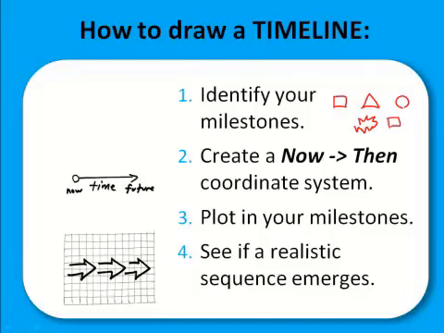Then we need to create a very simple coordinate system. Timelines have the simplest of all. As we've talked about, we simply move from now to the future. We plot our milestones in, and then we look and see if the sequence we've mapped out actually holds. Is that realistic? Is that a reasonable representation of what happened or what we expect to happen? So that's how we draw a timeline.